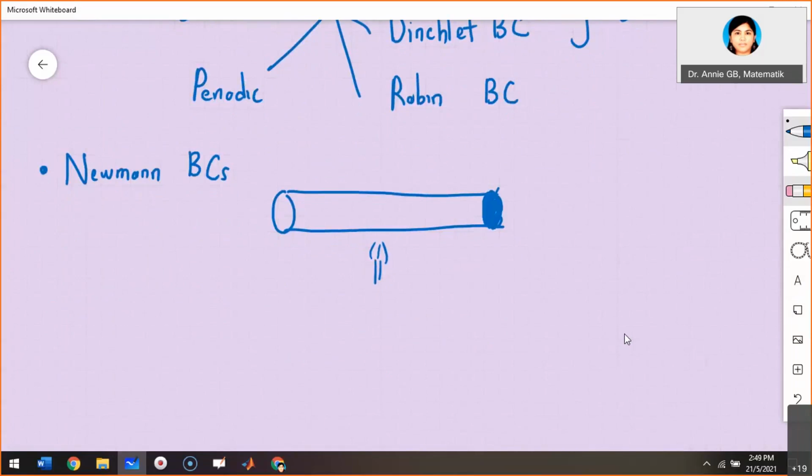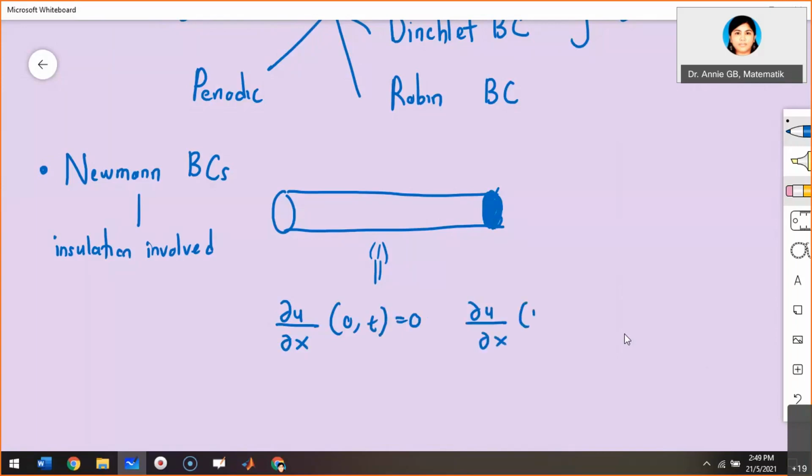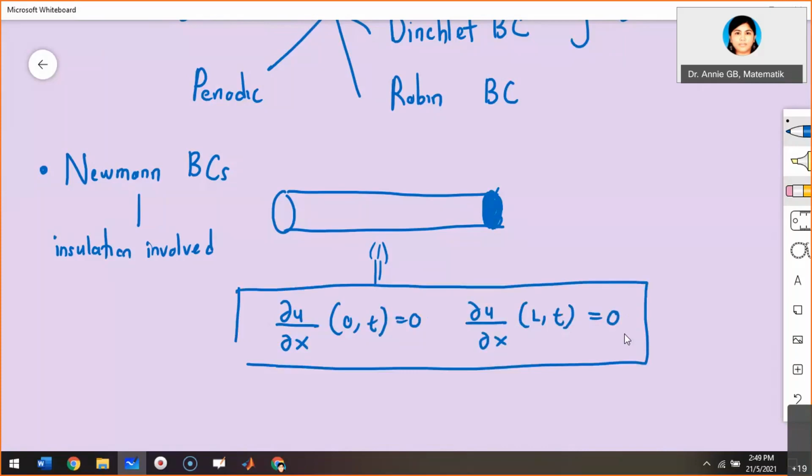So bila dia kata there is insulation involved dalam soalan you. Soalan takkan kata this is Newman boundary condition. Soalan akan kata there is insulation at the end of the rod misalnya. That mean maksud dia adalah kita kena tulis dia macam ni, ada derivatif. Okay, meaning kalau you nampak je derivatif macam ni, okay, there are two types of question.